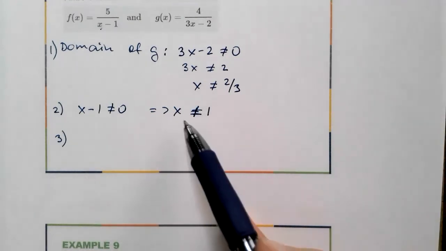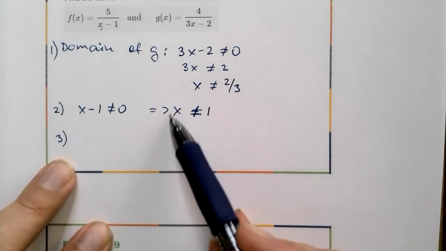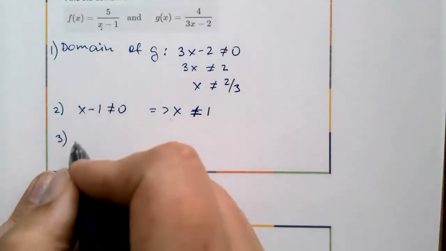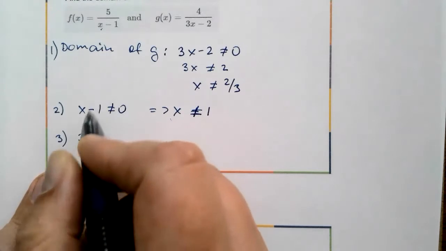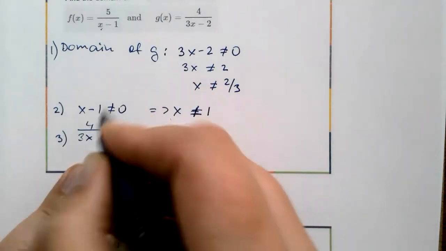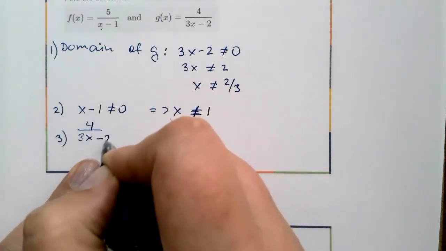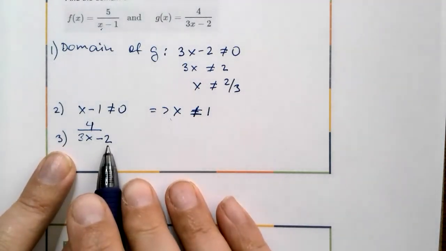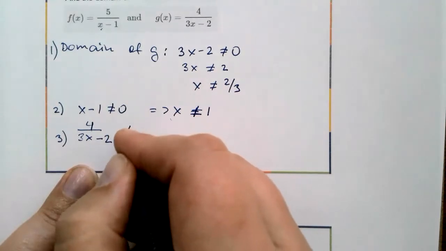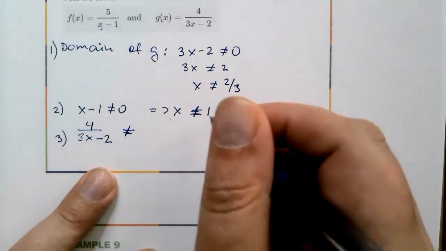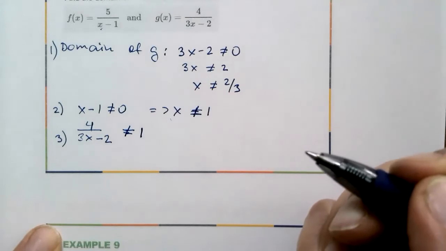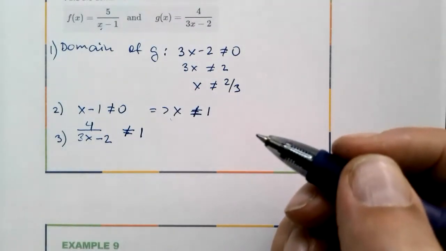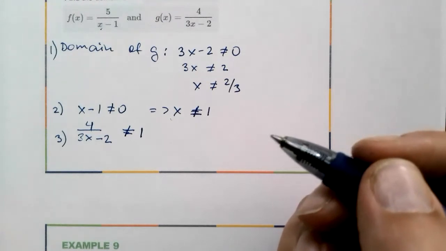Okay, so we're going to plug in, instead of x, our g function. So 4 divided by 3x minus 2, that's our g. We replace x with the g function, which should not be equal to 1. Okay, so how are we going to solve this inequality?